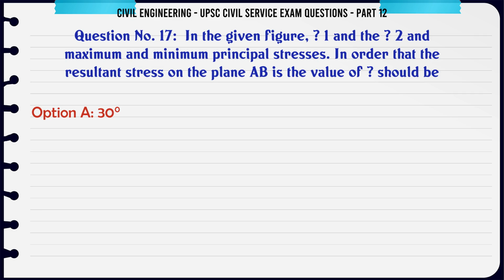In the given figure, σ1 and σ2 are maximum and minimum principal stresses. In order that the resultant stress on the plane AB is maximum, the value of θ should be A. 30, B. 45, C. 60, D. 75. The correct answer is 45.